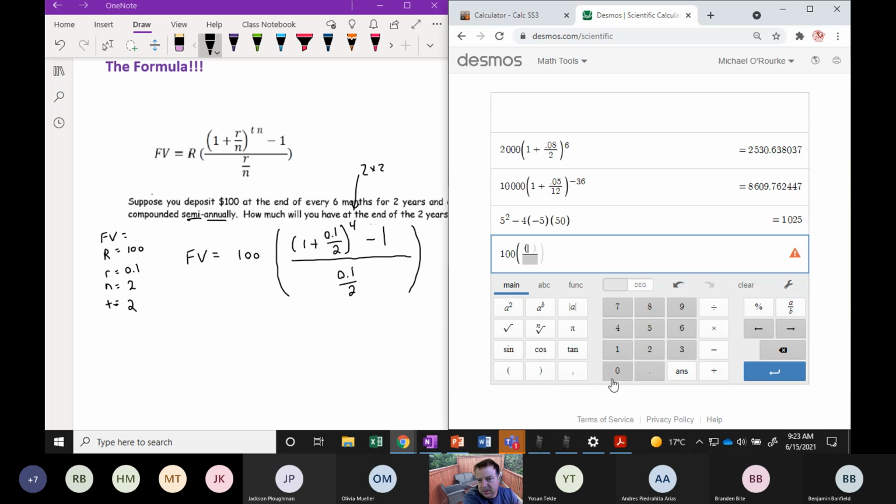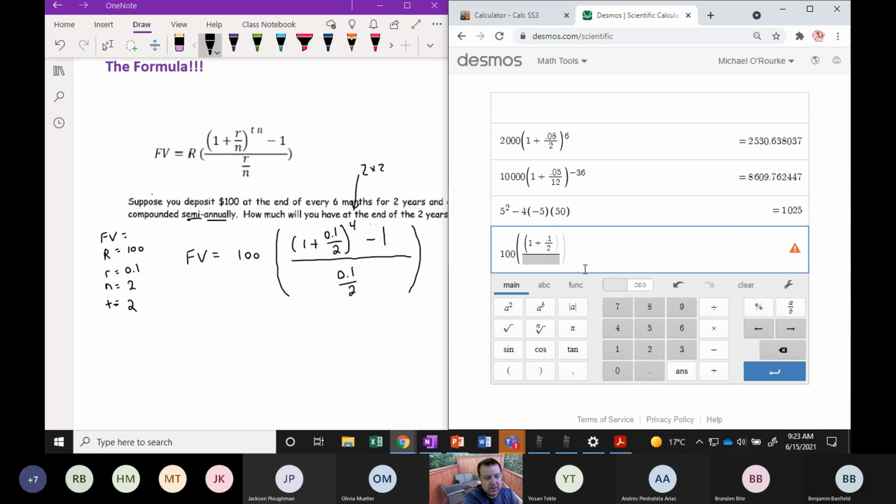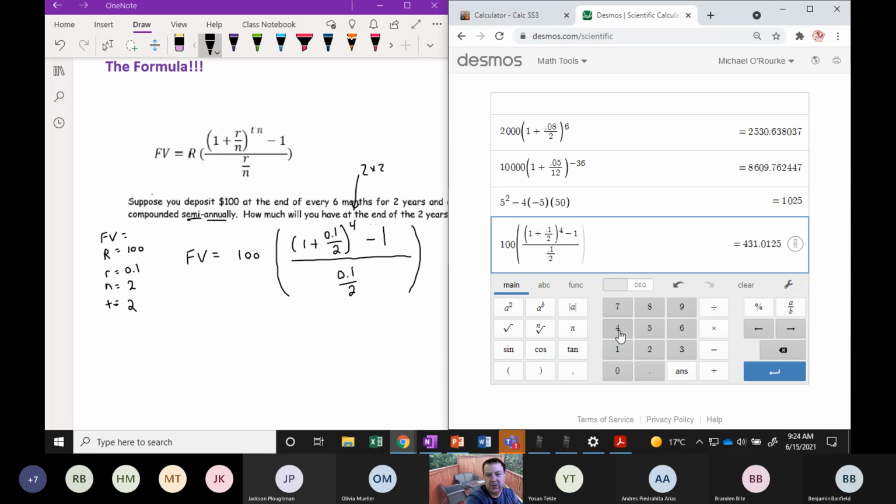So bracket, point, oops, backspace. 1 plus 0.1 divided by 2. Press my over button, do my bracket, go to the power of 4, press my over button, go minus 1, then down here go 0.1 divided by 2, then go over here, do my bracket, and there's my answer. Okay, so that's one example of using Desmos.